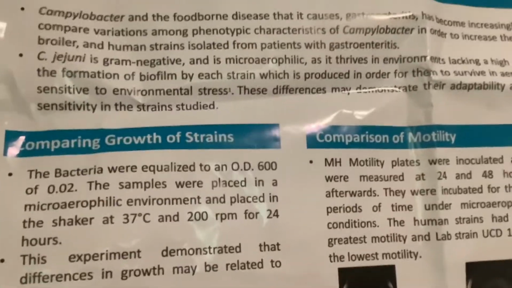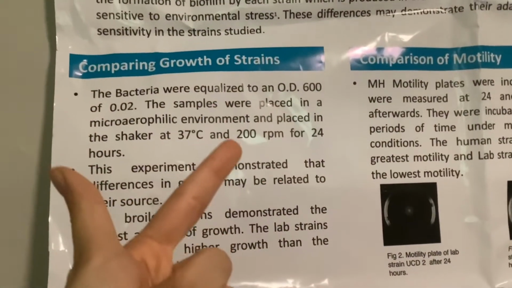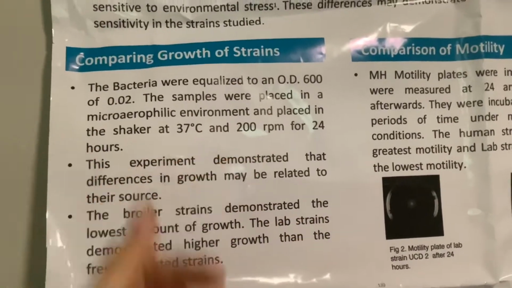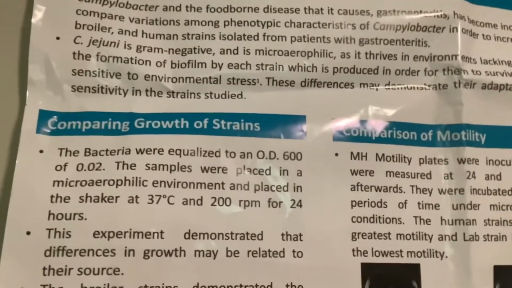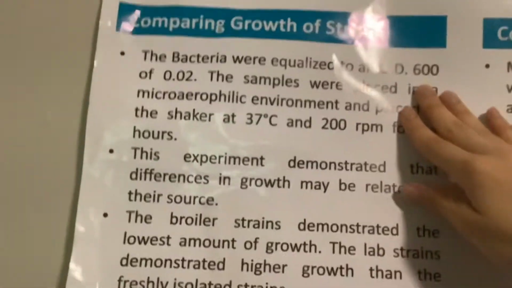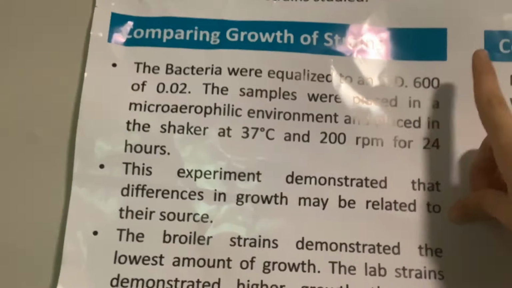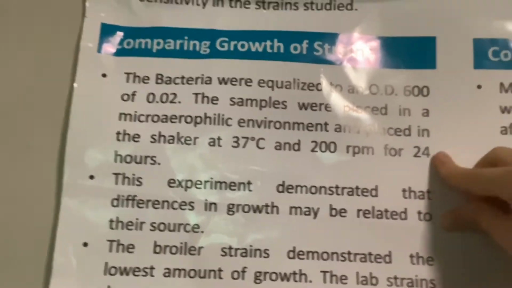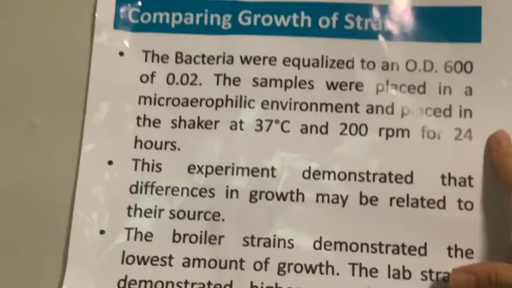So, to start off, I had bacteria from humans that have had Campylobacter, from chickens, and lab strains, so just strains of bacteria that have been grown in labs for a long time, so we know how they function, so they're good to compare. Okay, so graph of strains. This just explains the conditions that they were in, that they need to be in conditions that have lower amounts of oxygen to survive, and that's called a microaerophilic environment.